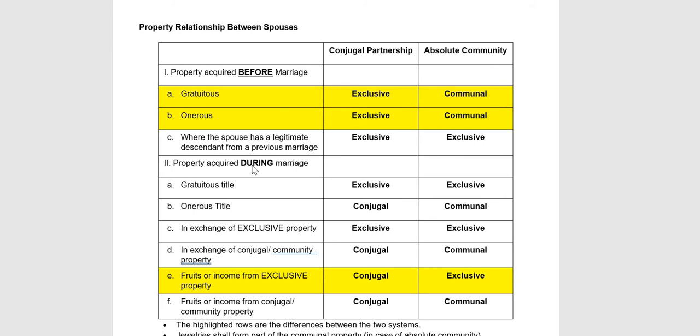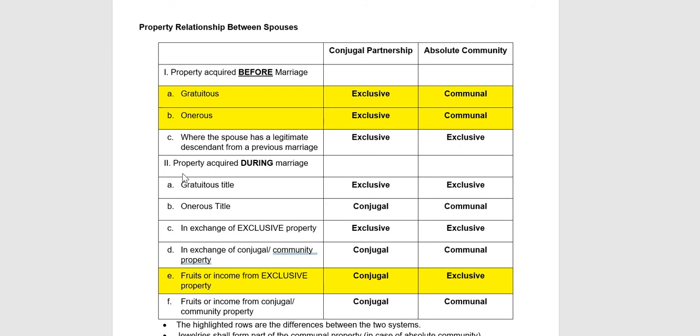Okay? So, this is actually an exemption, particularly under absolute community, where the spouse has a legitimate descendant from a previous marriage. If you had a previous marriage and married again, the property you acquired in the previous marriage is exclusive. Probably, that's protection for your children from the previous marriage. So, this is an exemption: the property you acquired before marriage would otherwise become communal property under absolute community.